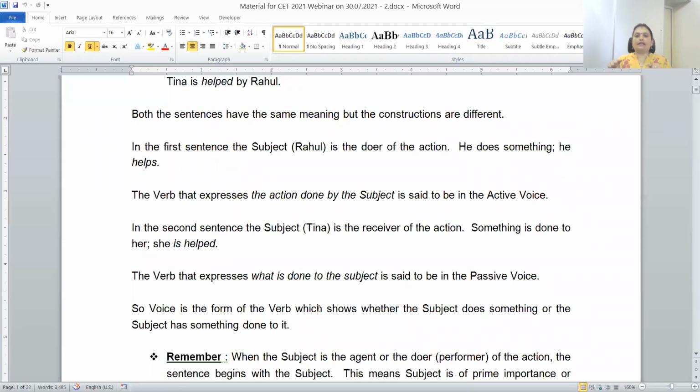So father is writing a letter. How will you change the voice? A letter is being, B-E-I-N-G. A letter is being written by father. If you remember, children, I had told you while transforming one sentence from one grammatical structure to another, you have to keep two things in mind. The original meaning and the original tense should remain intact. So these two things are very important.